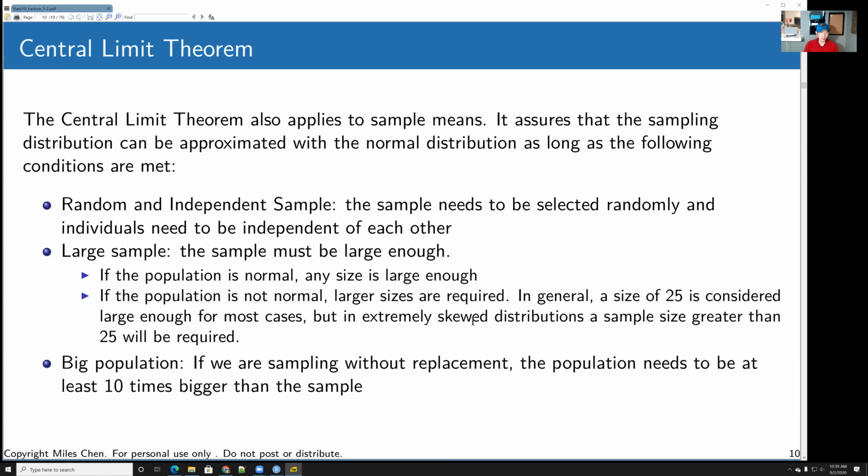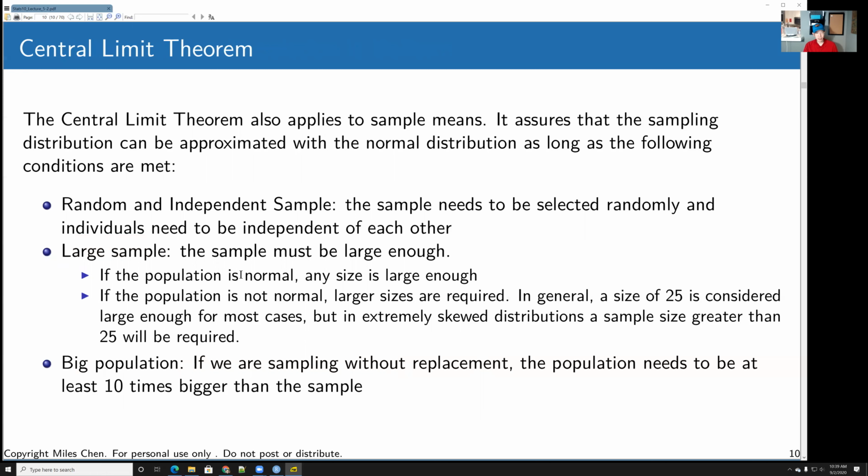And so we still have the same kind of conditions to check. The sample has to be random and independently selected. The sample needs to be large enough, so it's the same condition, and the population needs to be big. This time when we check for the large sample, the way we check is a little bit different.